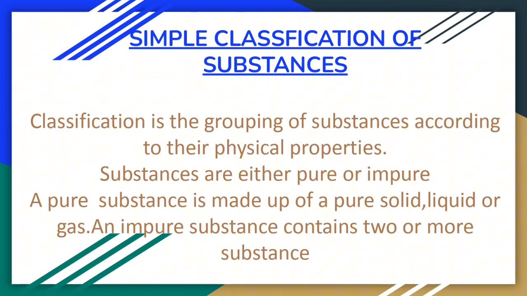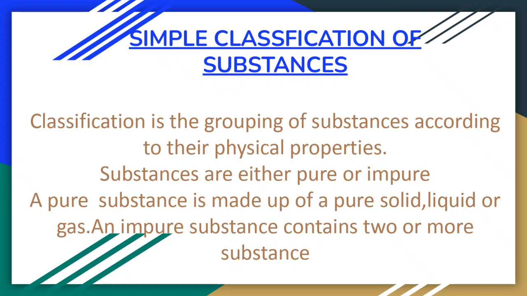Now, we begin by defining classification, which is the grouping of substances according to their physical properties. Substances are either pure or impure. For example, a pure substance is made up of a pure solid, liquid, or a gas.